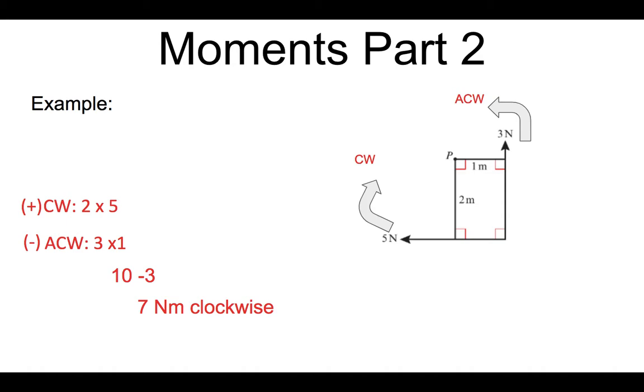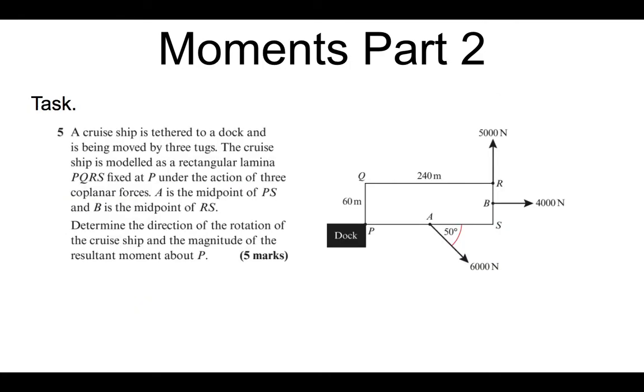Right, in a minute, and I will send you this slide as part of the task as well, I'd like you to have a go at this question. Similar to the one we've just had, we've got a cruise ship tethered to a dock at P. So P here is your point of pivot, that's where you're measuring from. The cruise ship is modelled as a rectangular lamina, just like we modelled the previous one, PQRS, at P under the action of 3 coplanar forces.